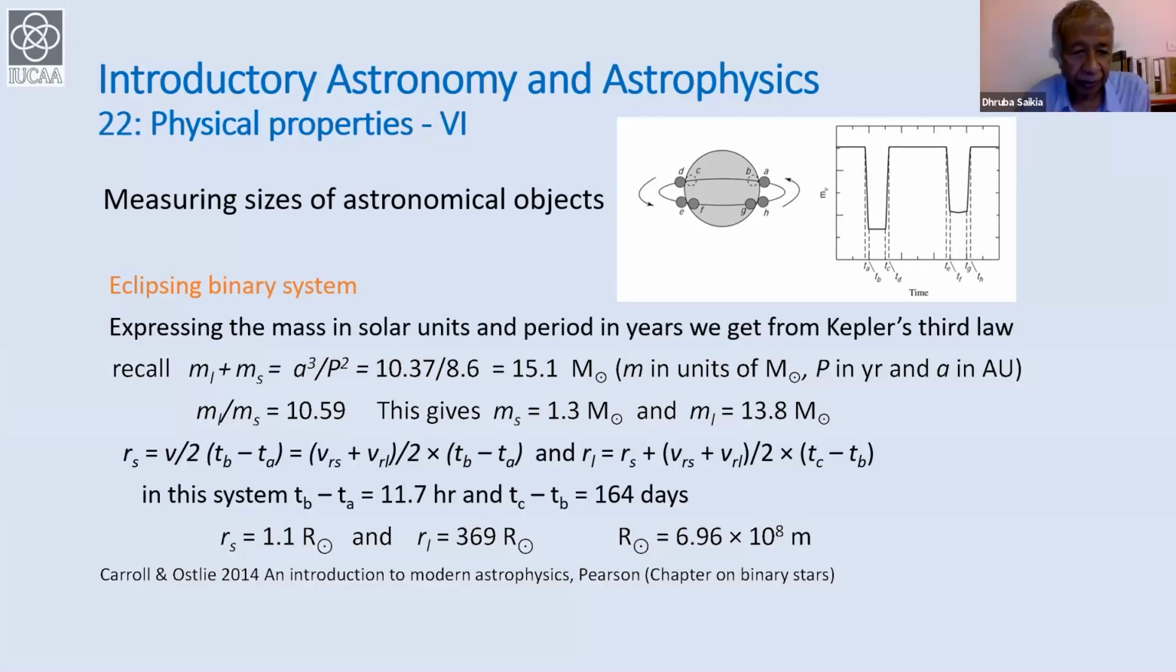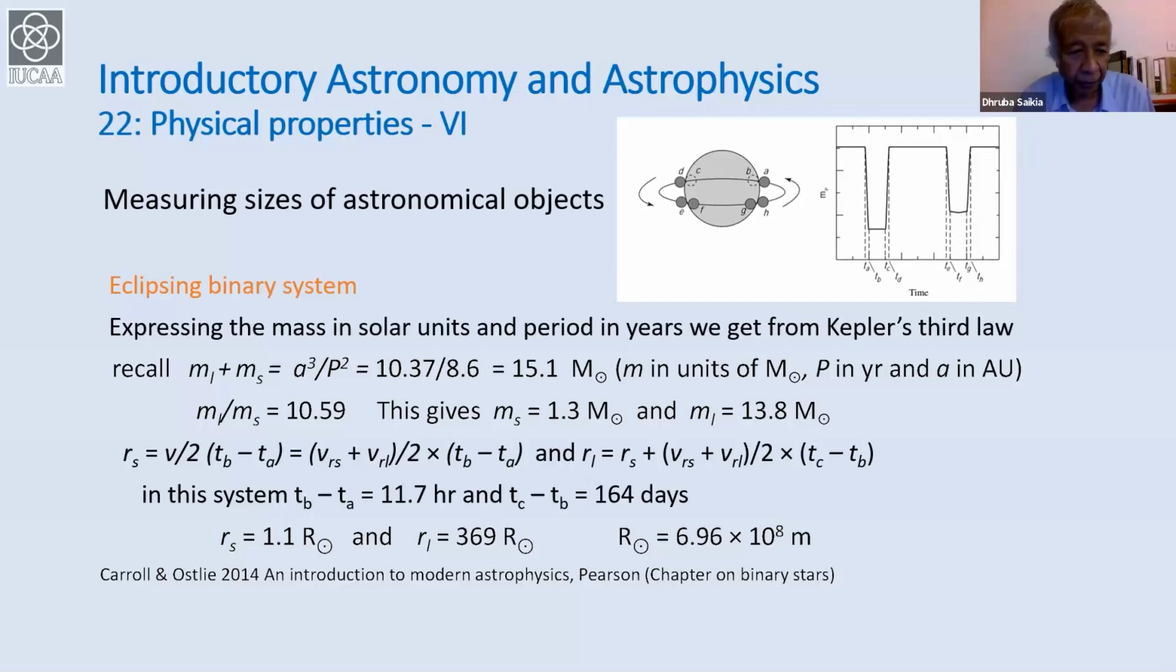Now we have got the sum of the two masses, which is 15.1 solar masses. We've got a ratio of the two masses, which is 10.59. And clearly, once you have the sum and the ratio, you can easily work out, and you'll find the mass of the smaller star to be 1.3 and the mass of the larger star to be 13.8 solar masses. So from that, now we come back to our timing observations.